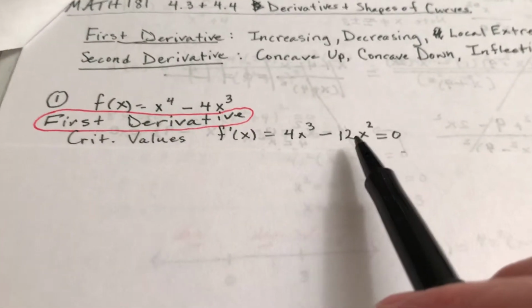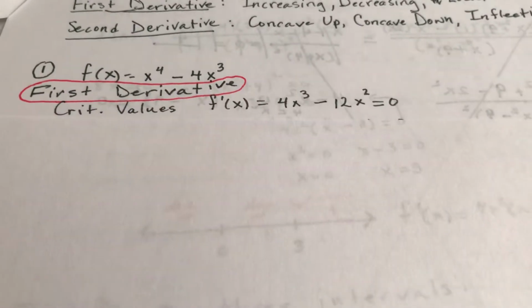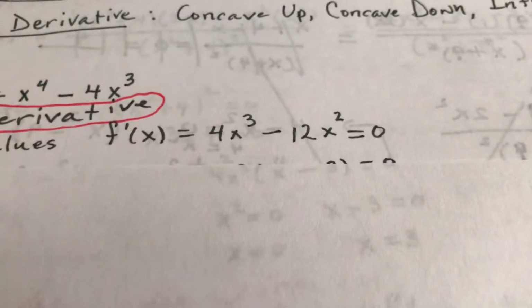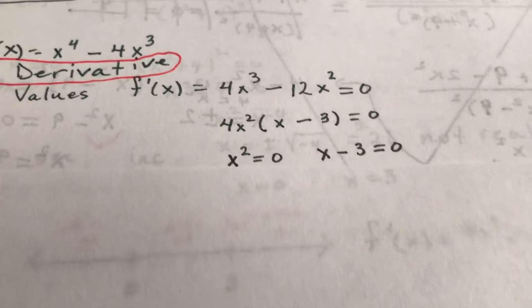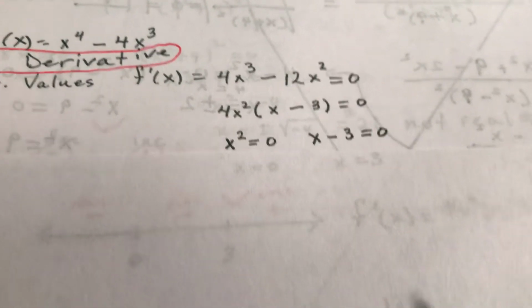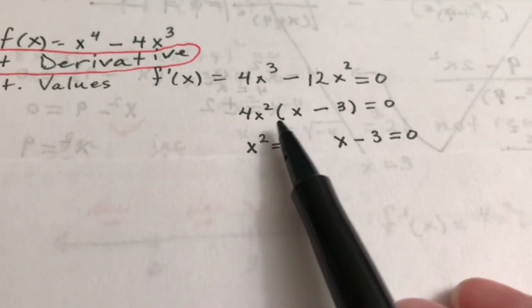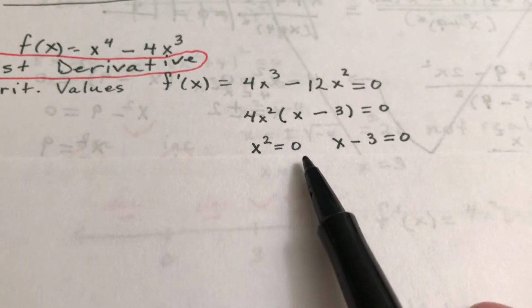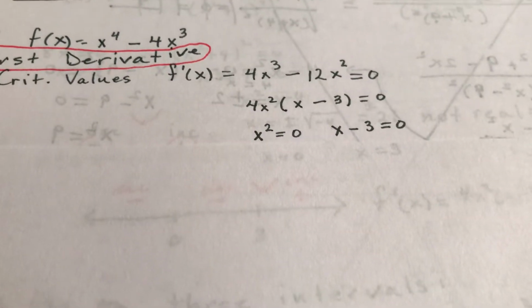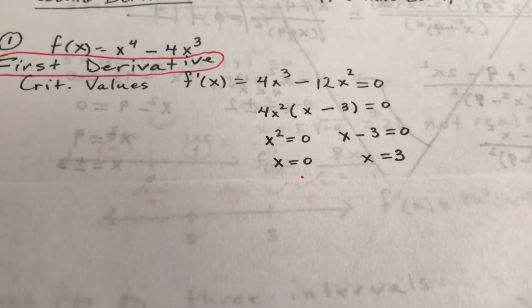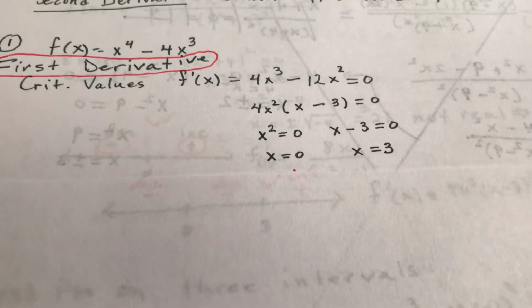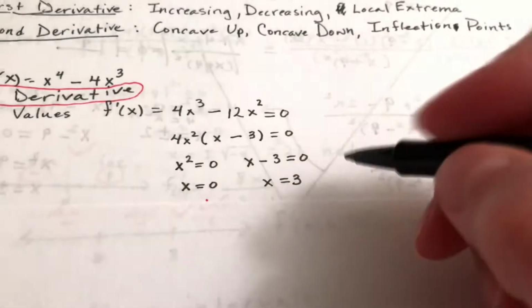4x cubed minus 12x squared. Set it equal to 0. And I factored out 4x squared. Set x squared equal to 0 and x minus 3. Just set the factors with the variables equal to 0. And you get x squared equals 0 and x minus 3 equals 0. Square root, you get x equals 0 and x equals 3. Those are your critical values.